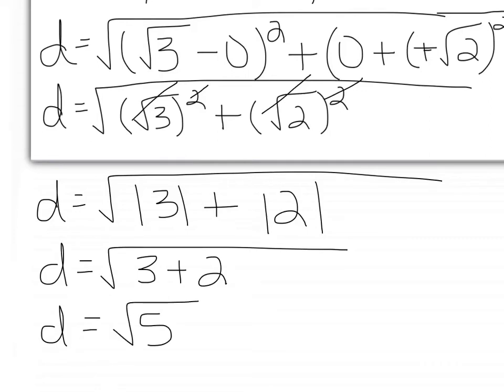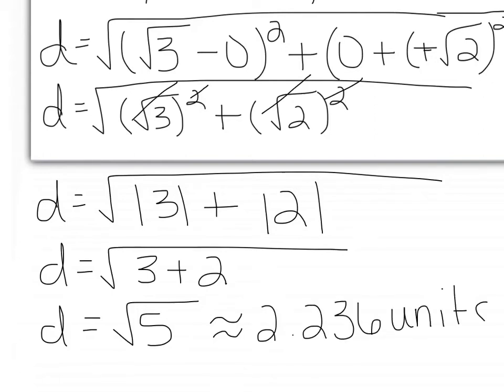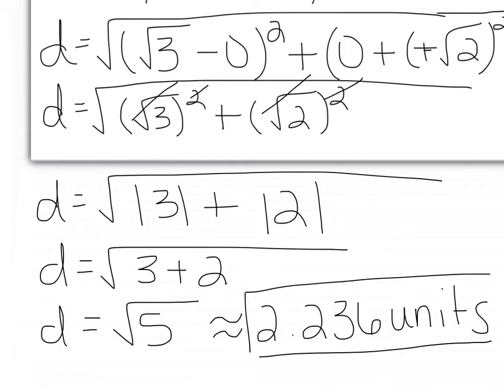But again, we're not going to say that our distance is the square root of 5 because no one has any idea how much that is. So we're going to say our distance is approximately 2.236 units because again, they didn't tell us, but we always have to write some form of units. So if they don't give it to us, we're just going to write units.